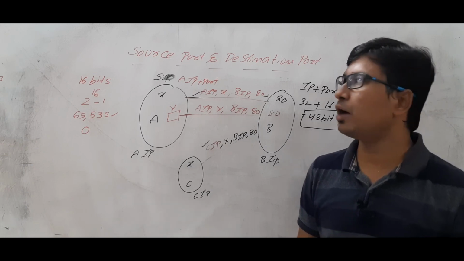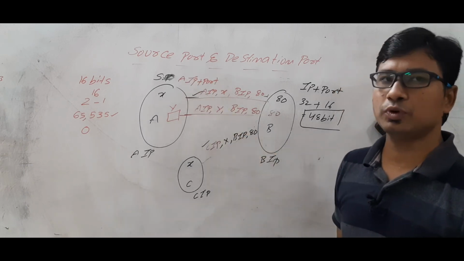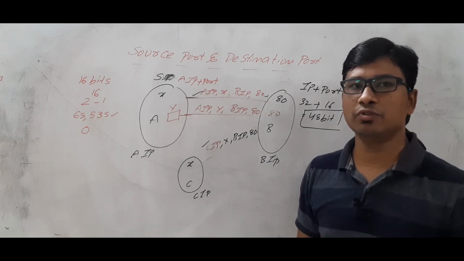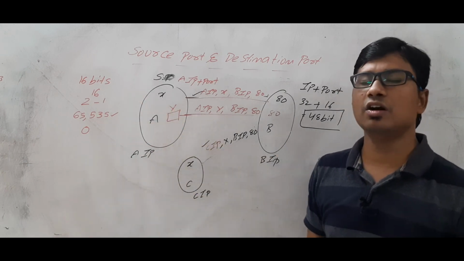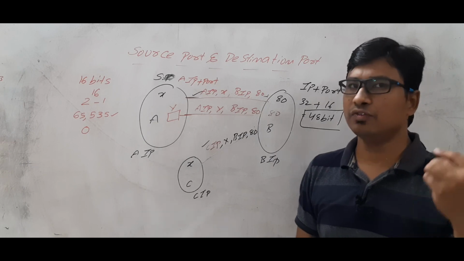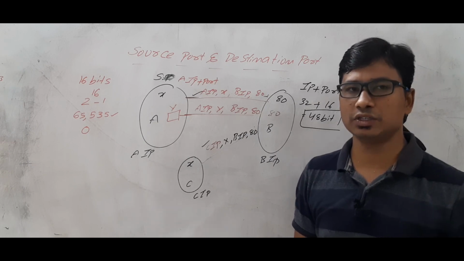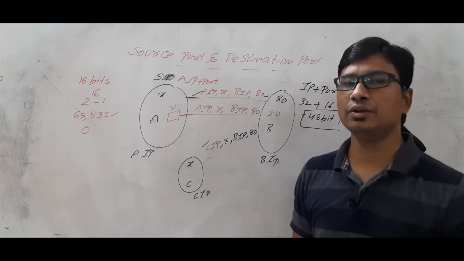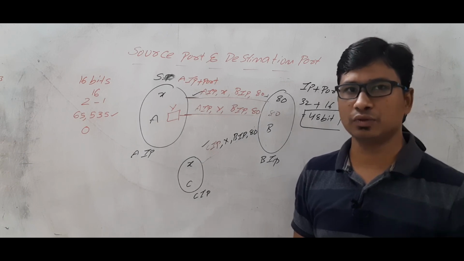I hope you have understood what the source port number is, what the destination port number is, how many bits each one has, and what the range is. All these things we have discussed. If you still have any doubts related to this concept, feel free to ask me in the comment section. I will try to clear your doubts in less than 24 hours.